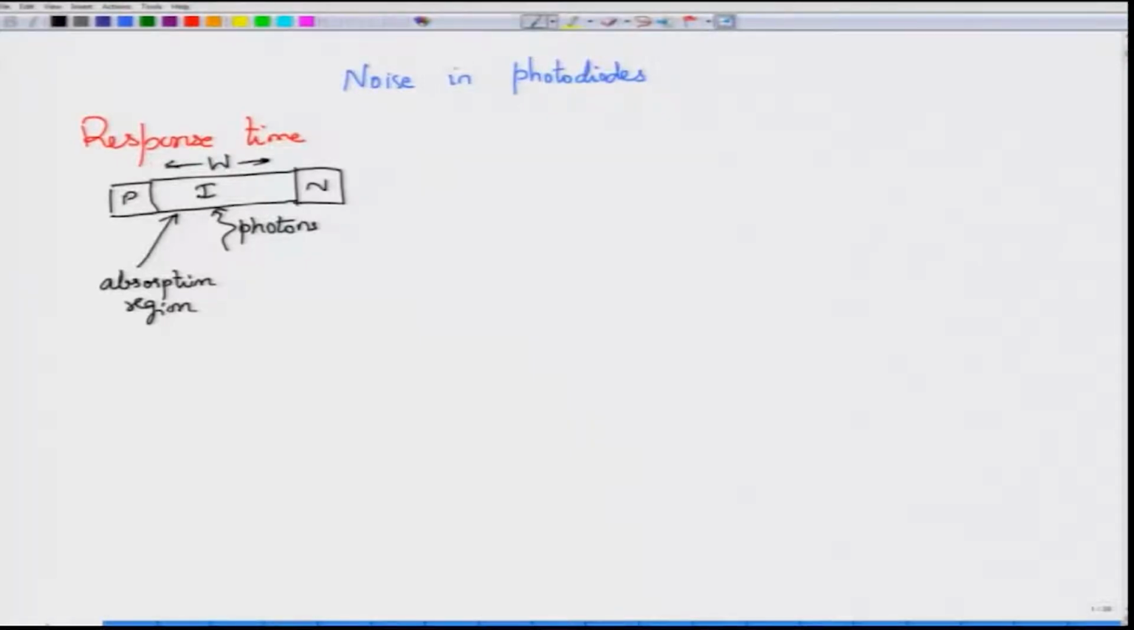In this module we discuss the response time of a photodiode. First, a very brief idea of what limits the bandwidth of the photodiodes, which is the response time. Then we will discuss a couple of noise processes in photodiodes, both PIN as well as APD structures, and then see what the signal to noise ratio would be if you use these photodiodes in making photodetector circuits or an optical receiver circuit.